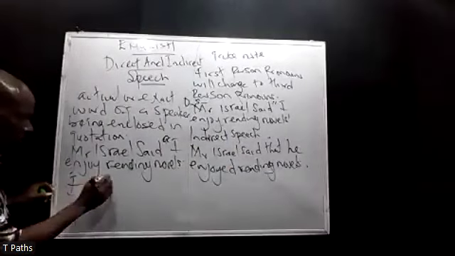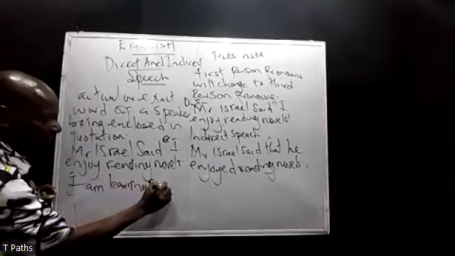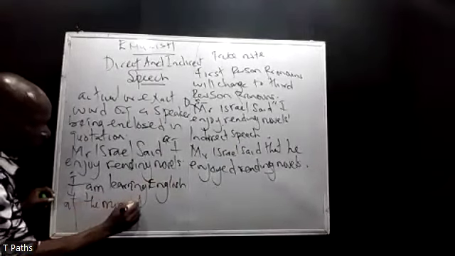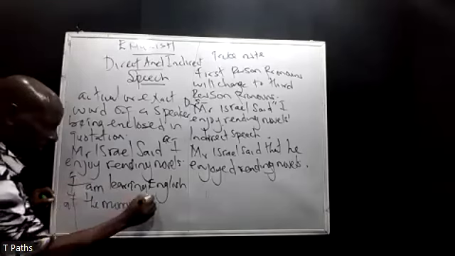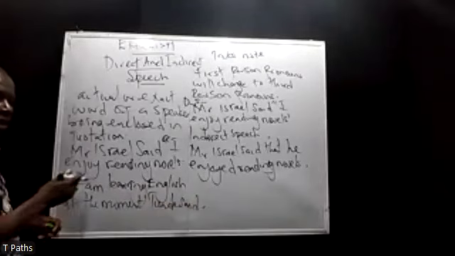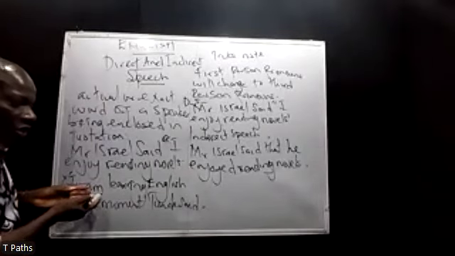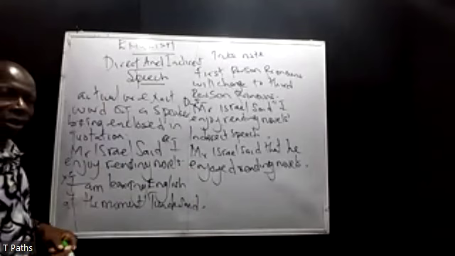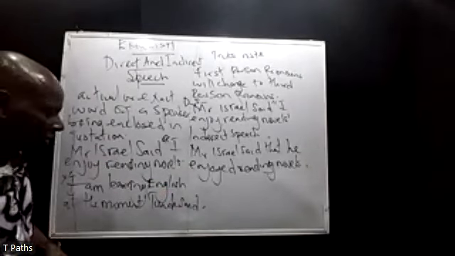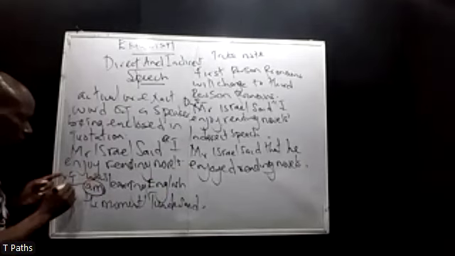"I am learning English at the moment," Tunde said. Now we look at the example here. This is direct; we are now translating it to indirect speech. Look at the tense. This is what? Present continuous tense. When you are changing present continuous tense, you change it to past continuous tense. We change the verb am to what? Was.